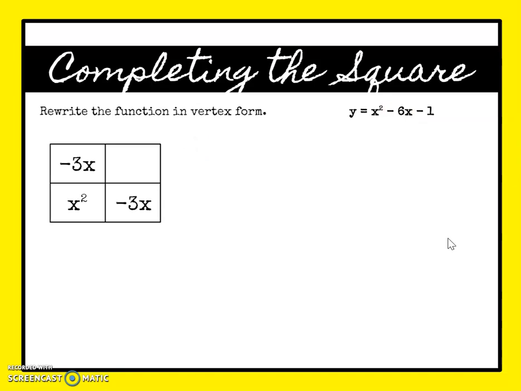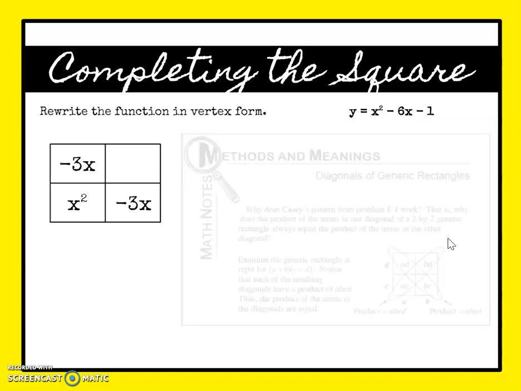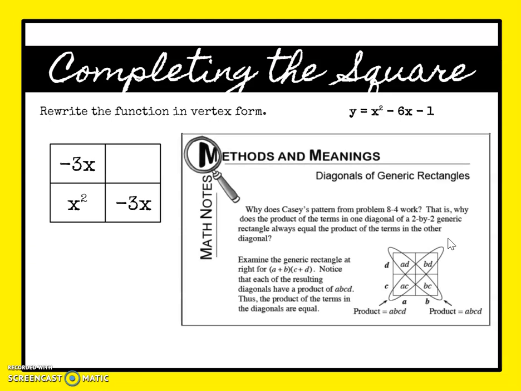Now, in order to figure out how many units I need to complete my square, I need to think back to when we looked at the diagonals of generic rectangles, and we learned that the product of each diagonal is the same. So when I multiply negative 3x times negative 3x, I get 9x squared, and that's going to be the same product if I multiply the other diagonal. So I need to think, what times x squared is also going to give me 9x squared? That's 9. So I need 9 units to complete my square.